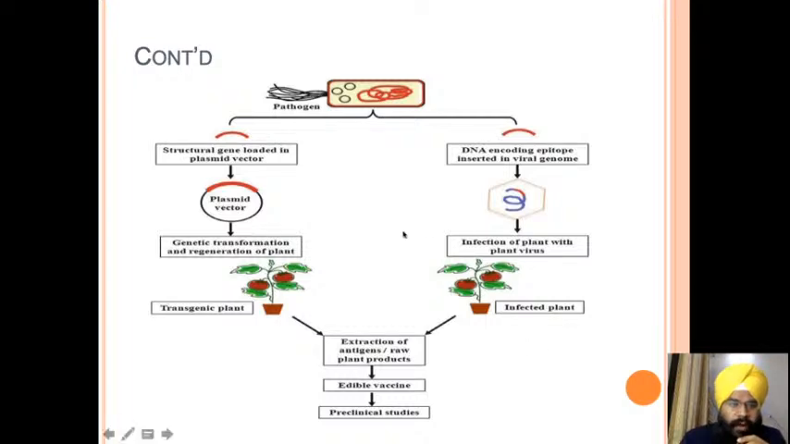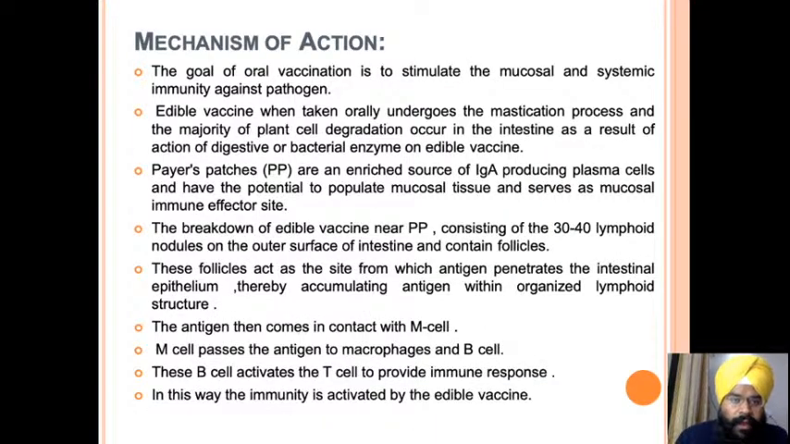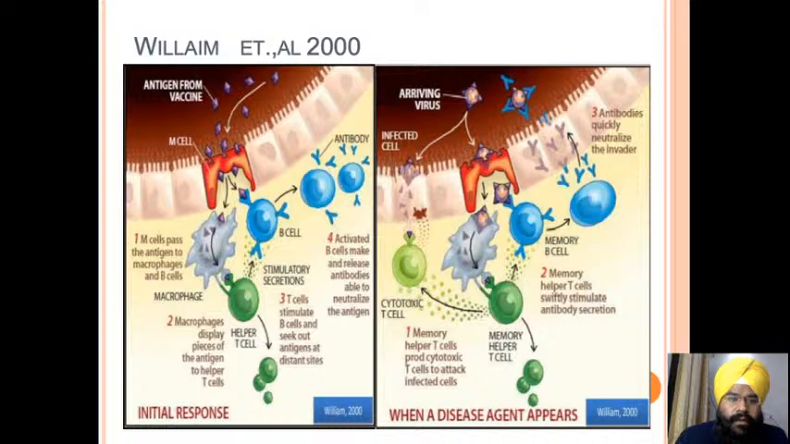Here, one is the plasmid vector, and one is the infection of the plants with a plant virus. So the structural DNA is loaded into the plasmid vector, then gene transformation is done, and then a transgenic plant is there. On the other side, you have DNA encoding the epitope inserted into the viral genome, then infection of the plant with the plant virus, and an infected plant is there. Then extraction of your antigen and production, then you have an edible vaccine, and it could go for preclinical studies. So this is how your vaccination works.